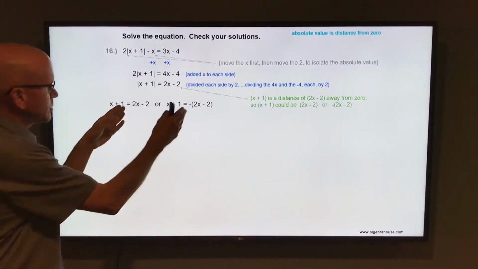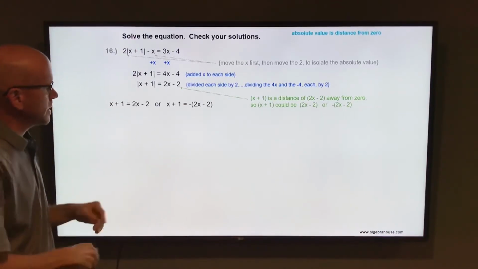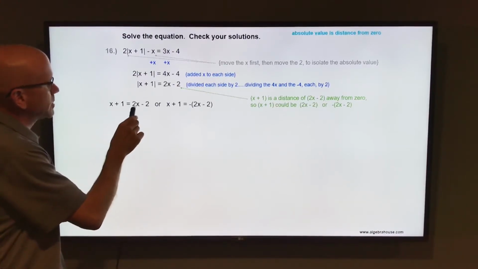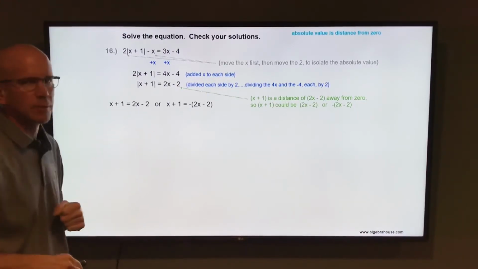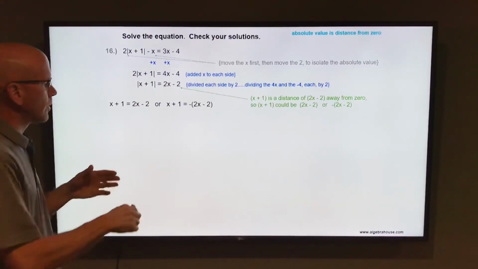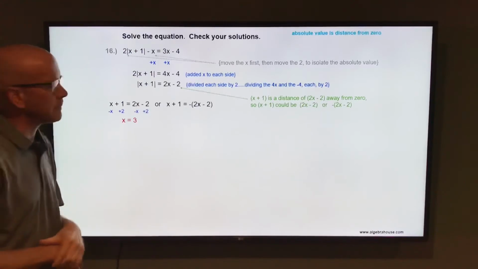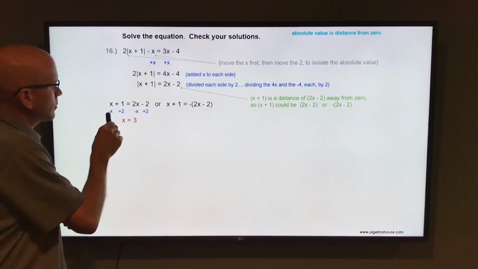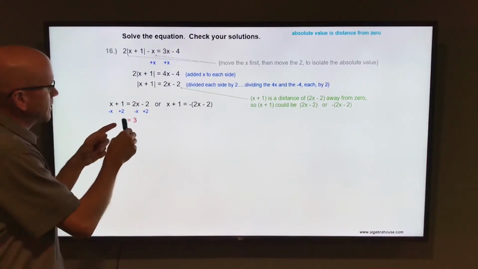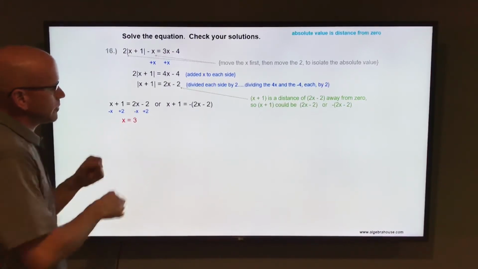So now we have these two simple equations to solve for x. In that first equation, you could do any of four things. You could subtract x, subtract 1, subtract 2x, or add 2. If you do any of those four things, you're going to go in the right direction. You don't have to do it exactly the way you're seeing it up here. Up here, I'm going to subtract x and also add 2 to both sides. If I subtract x and add 2 to both sides, I end up with x equals 3.